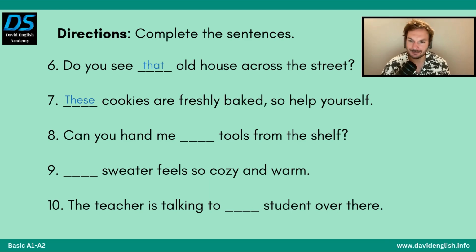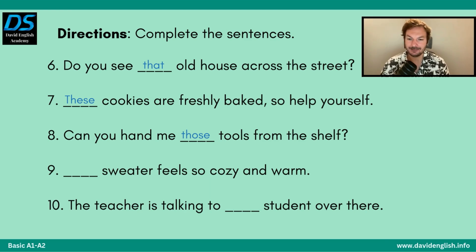Let's go to number 8. Can you hand me tools from the shelf? Let's imagine that the shelf is further away from us. What do you think the answer is going to be? Okay. Can you hand me those tools from the shelf? Can you hand me those tools from the shelf?